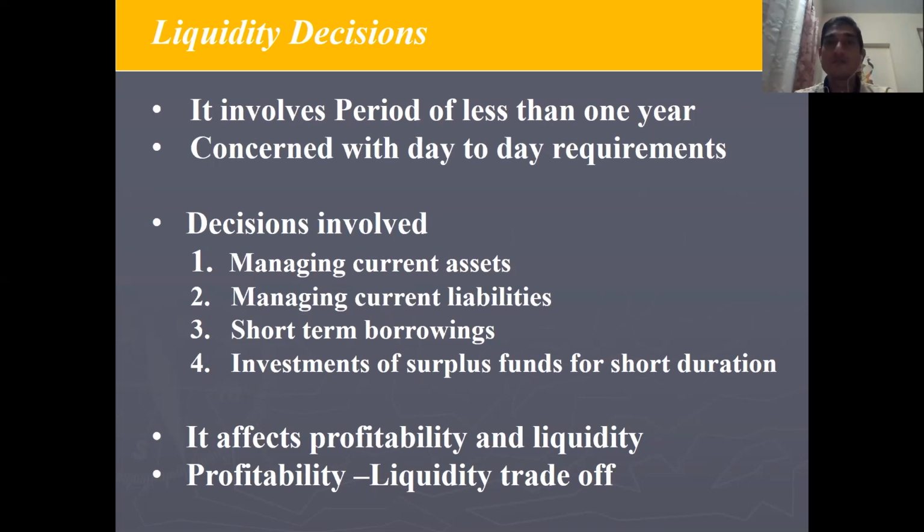Current assets means the things which are going to be converted into cash in less than a year. And there are current liabilities. Liabilities means, suppose you have taken some raw material from a supplier, but you have not paid him. So within 2-3 months down the line, you are going to pay him. So it's a liability which is going to become due in a period of less than 1 year.